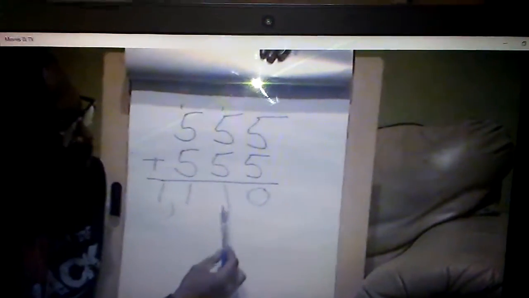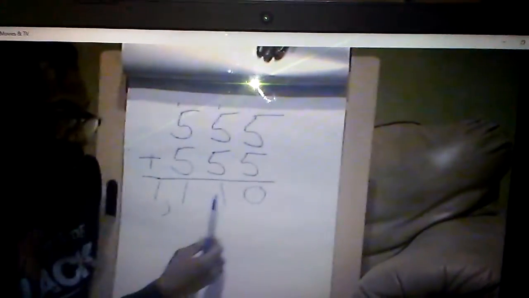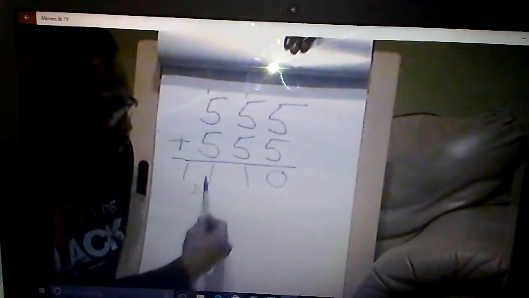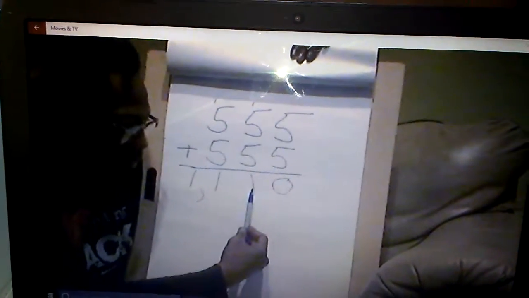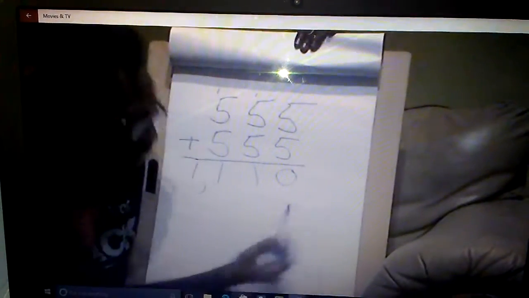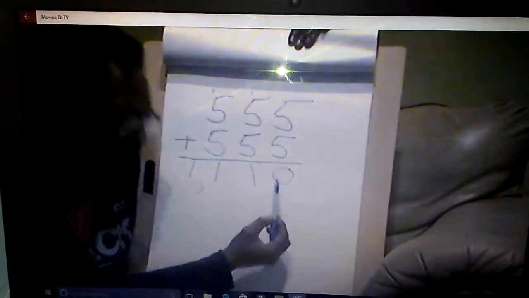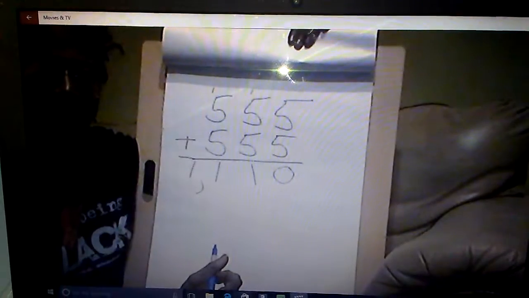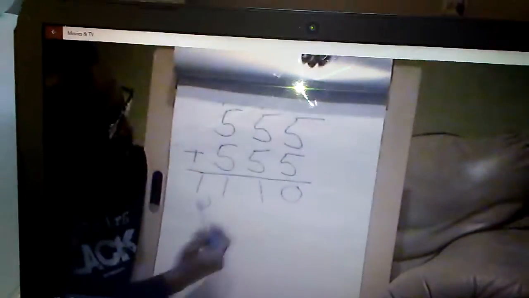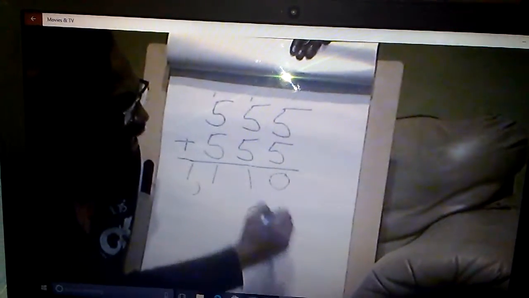Ones column, tens column, hundreds column, and your thousands column, 1,110. There's nothing in the ones column to count. If it was 1,115, then there would be something in the ones column. There would be a 10 here and then 5 ones. But that's not the case. This is your answer, also known as the sum.